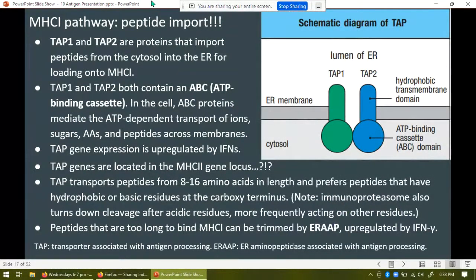So after you generate the peptides, they have to be imported from the cytoplasm into the endoplasmic reticulum. Okay, TAP1 and TAP2 are the proteins that do that. TAP stands for transporter associated with antigen processing. The super duper important thing to remember about TAP1 and TAP2 is that they contain an ATP binding cassette, or an ABC.